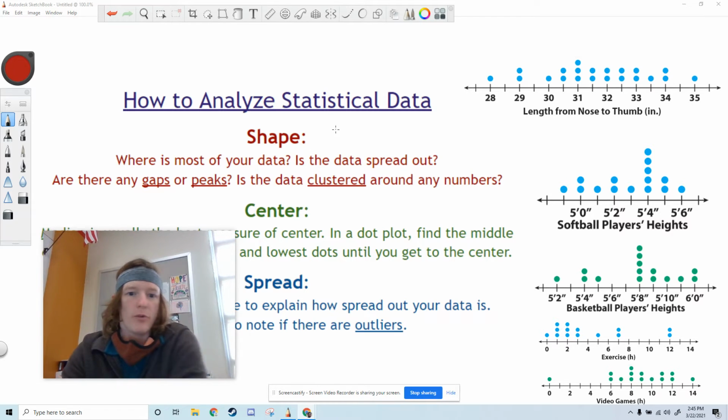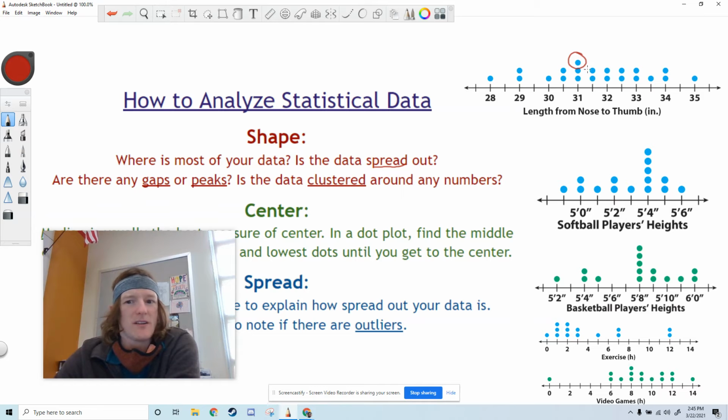So one thing we'll look at is the shape of the data. Where is most of your data? You don't need to write these down. An image of these words will be on your homework assignment, so you can find it there if you want those notes. Where is most of your data? So if we look at this one, most of our data is in between 28 and 35, and it's pretty well spread out. There is a peak at 31.